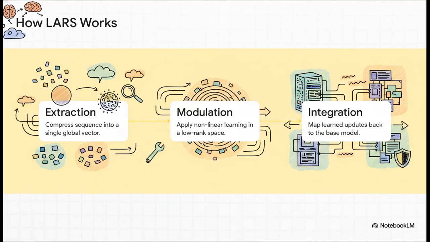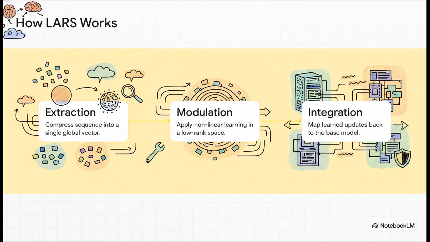Let's actually break down how this elegant solution works. It's really just 3 steps. Step 1 is pooled feature extraction. Instead of keeping every single word's math separate and clogging up the highway, LARS compresses the entire long sequence into a single global context vector. Think of it as a heavily summarized mathematical snapshot that's taken before the heavy gradient math even begins.